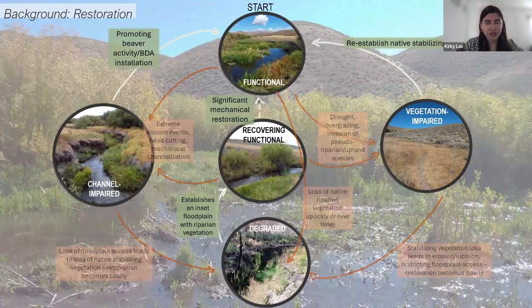We added these restoration actions in green to the previous figure shown here. And these actions are aimed at recovering specific processes. So they might include promoting beaver activity and installing BDAs to slow sediment loss and return a reach from channel impaired to functional. Or it might be reestablishing native vegetation through planting and seeding to help restore a reach from vegetation impaired to functional. And these are just, of course, some of the actions that managers can take to improve stream functionality.